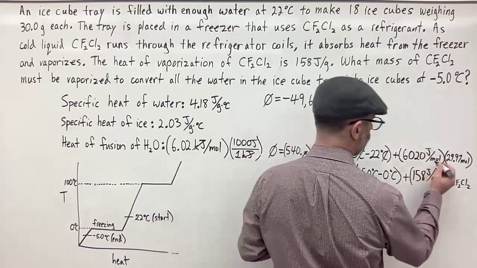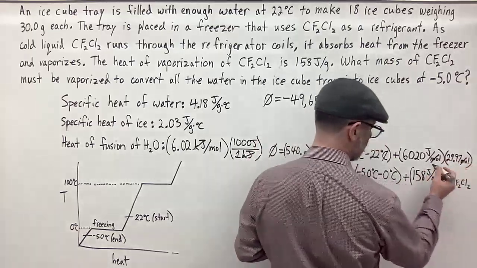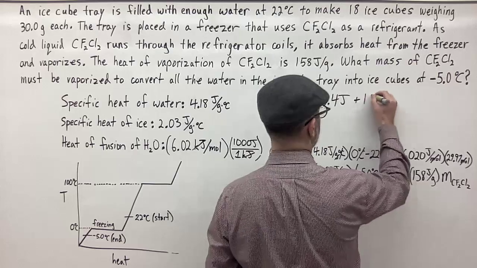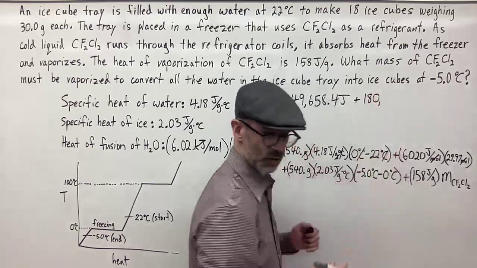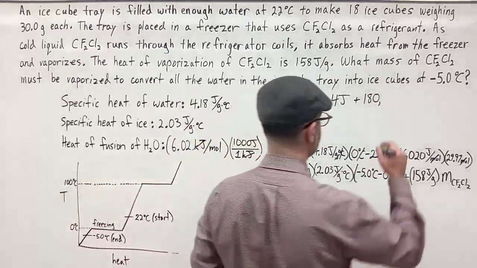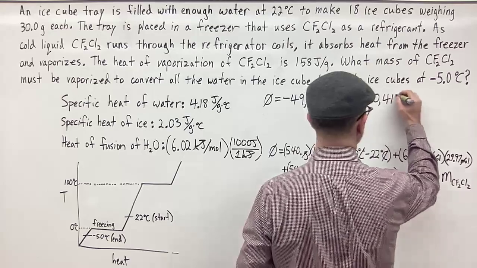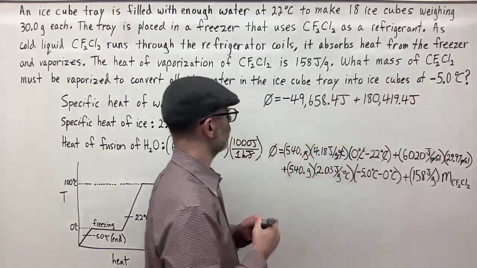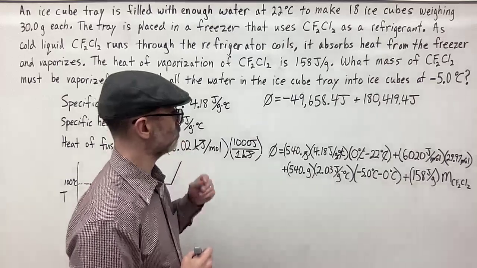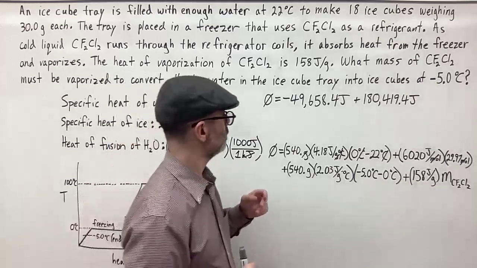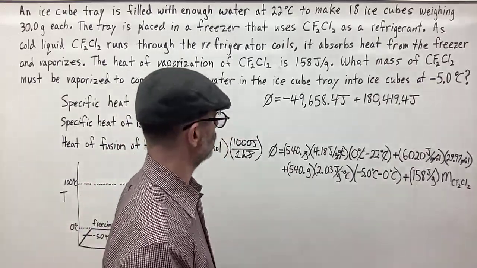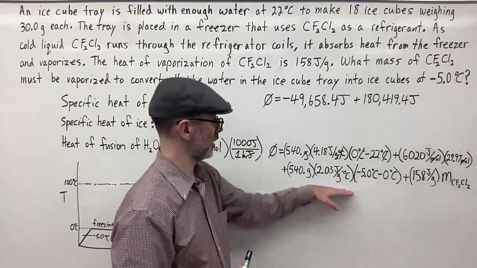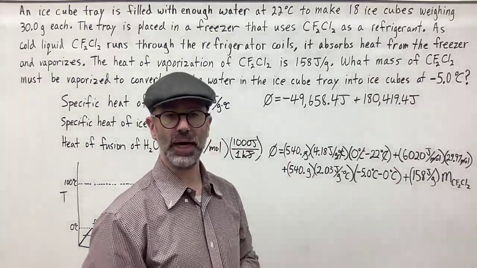So that's that part. If we calculate this, we get 180,000. Hold on a second. So we have moles here and moles here. That's going to cancel out, leaving joules. So this is going to give us 180,419.4 joules. Okay. And next, we have this part here. So we'll calculate that.